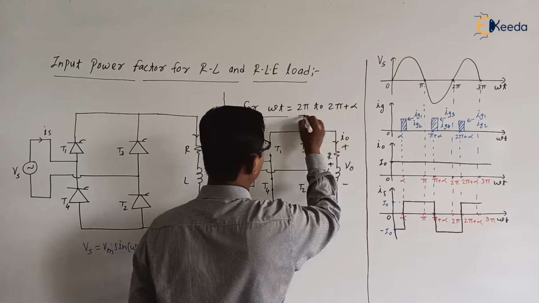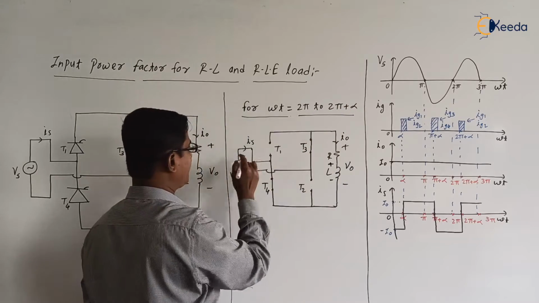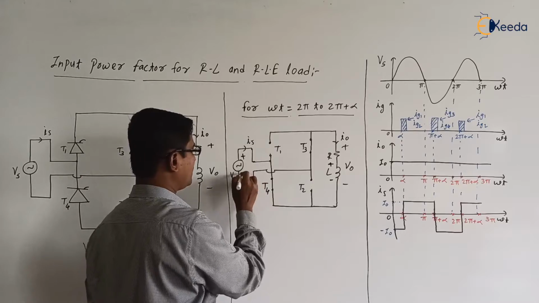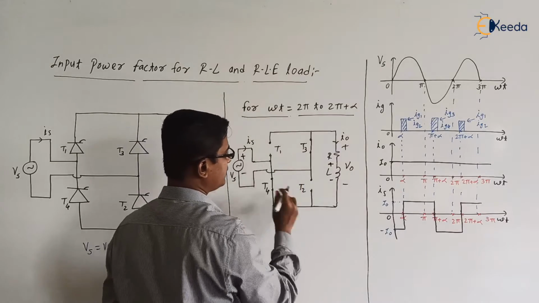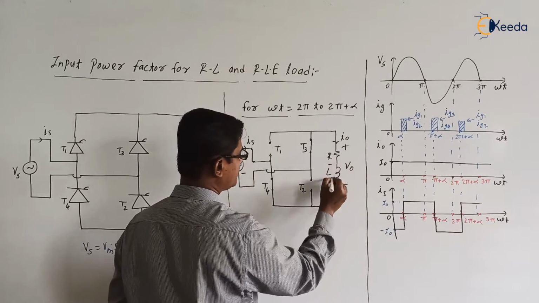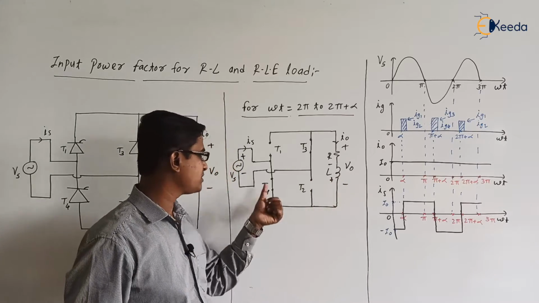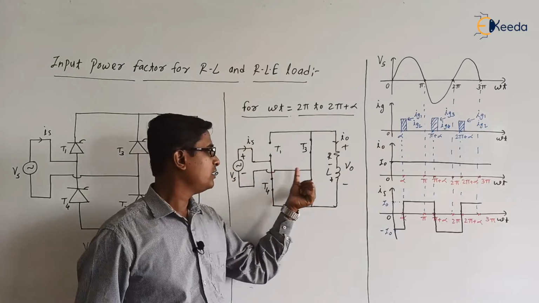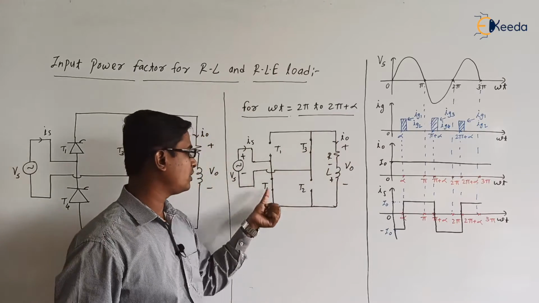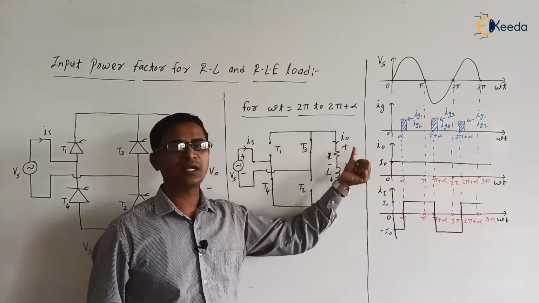So if you check here, after 2 pi the supply voltage polarity is positive, so it is a reverse. The inductor releases the energy, so minus here, plus here. Here the inductor is releasing the energy through thyristor T4, supply, T3, and again back to the load, right? In this way the inductor releases the energy.